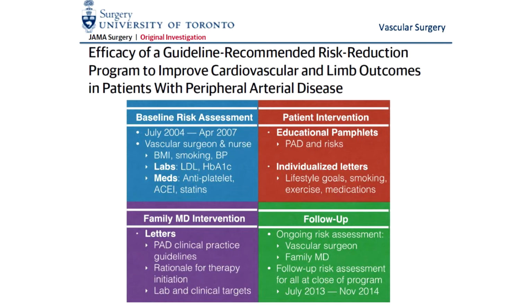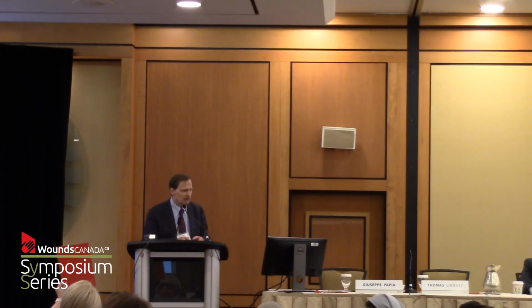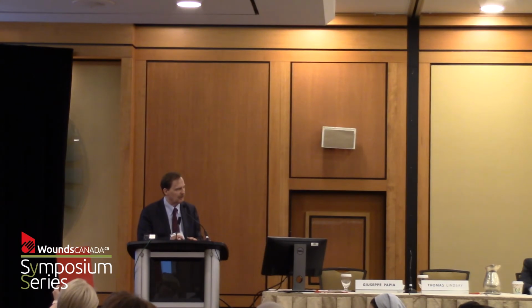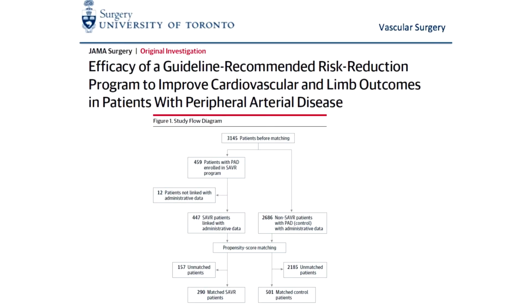We wrote a letter to their family doctors saying what the clinical guidelines were and the rationale for the therapy that we prescribed, and we gave them their laboratory and clinical targets, and then we followed them up. The problem was when we followed them up, we didn't have a control group because this was just an intervention that we did. So we went to the Institute for Clinical Evaluative Sciences and were able to do a propensity matched analysis. And here you can see we matched our PAD patients, 290 of them, to PAD patients that had been seen by vascular surgeons around Ontario.